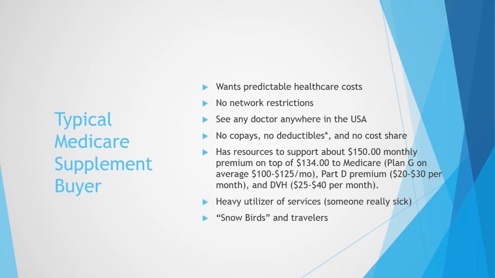And where I came up with this 150 is I just took an average Plan G of about 100 to 125. I tacked on a Part D premium, which can average now $15 to $30, and dental, vision, and hearing, which can range from 25 to 40.